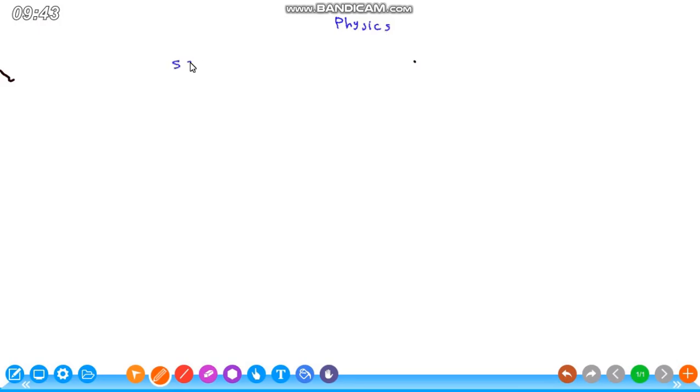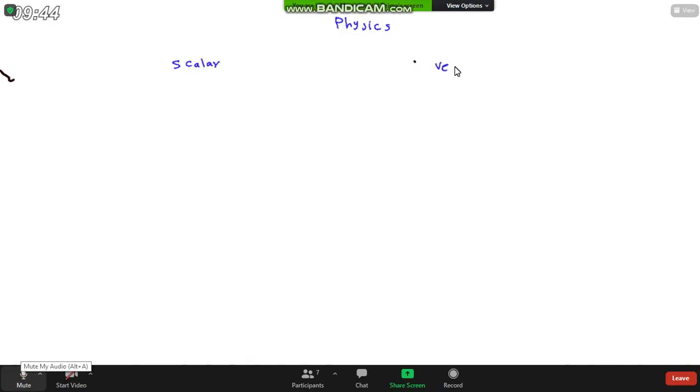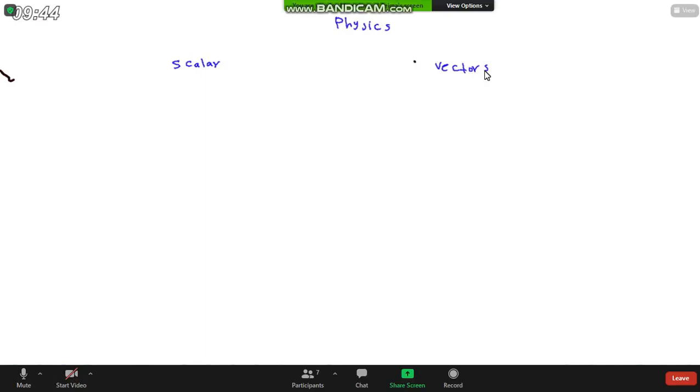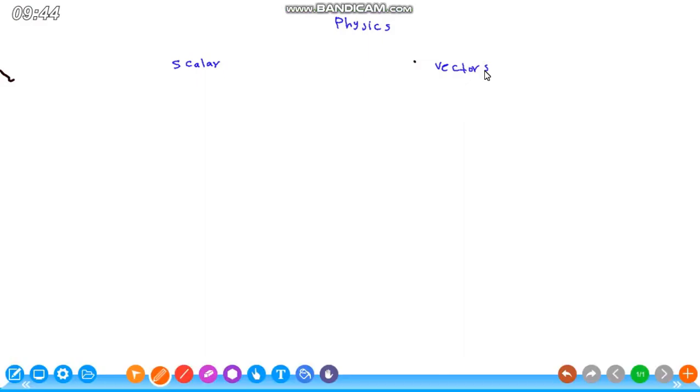First, what's the difference between a scalar and a vector? What are differences between a scalar and a vector? Magnitude only. Direction. Scalar has magnitude only. Vector has magnitude and direction. Okay, يبقى احنا هنا هنشتغل على quantities that has magnitude and direction.